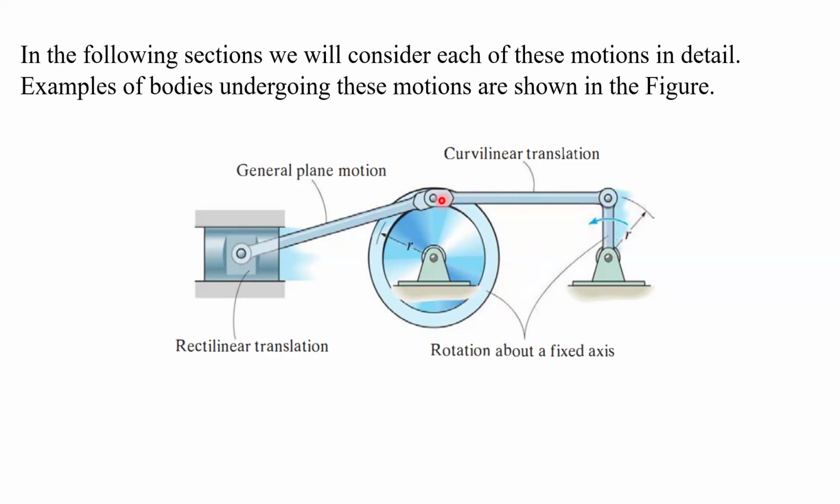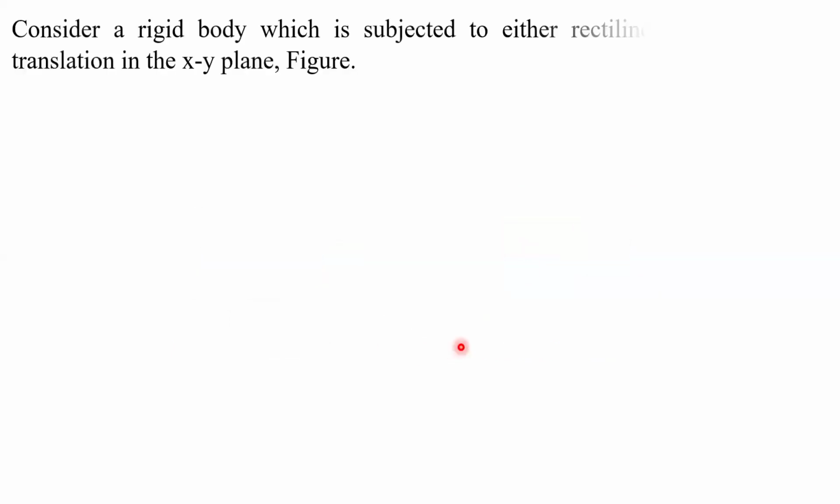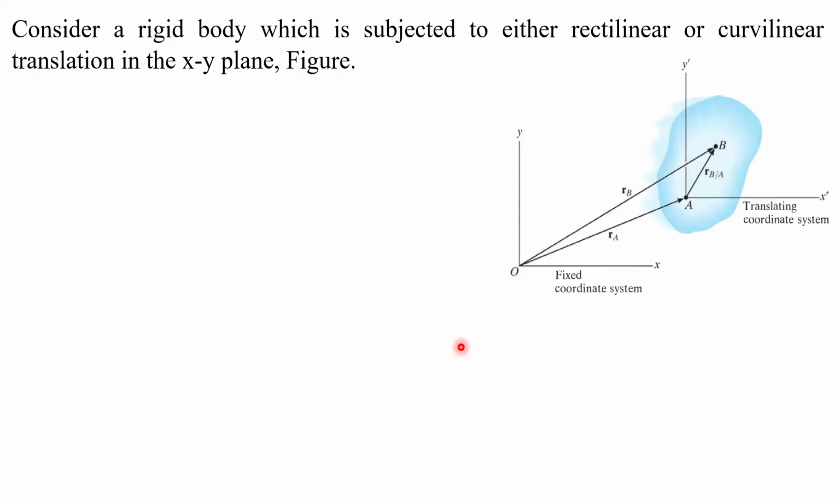Then this arm here, the connecting rod or arm, is going through curvilinear translation because it will come down through this curve, round like that. So consider a rigid body which is subjected to either rectilinear or curvilinear translation in the XY plane as shown in the figure. This is a rigid body.